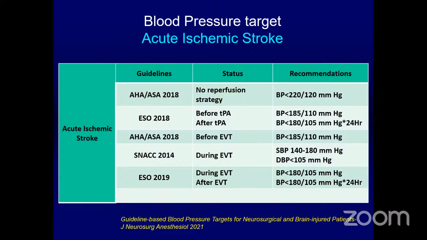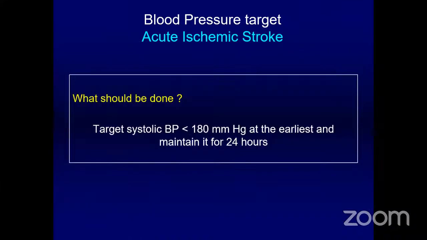And then the European guidelines also talk very similarly. They talk about having 105 as the diastolic in the initial part, and also post the endovascular treatment. So basically, you can pick up any of the guidelines, but there will be some variation, no doubt. To make it simple, a consensus comes from the different guidelines.